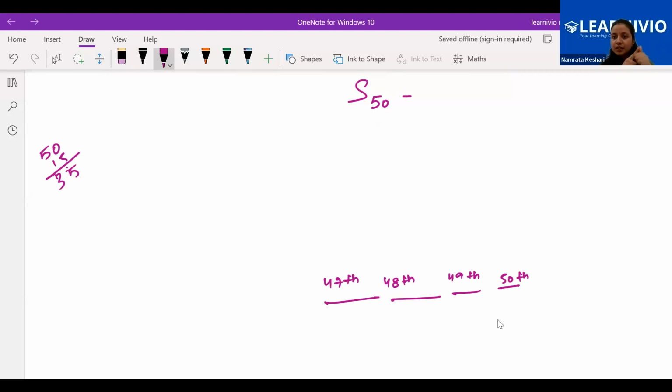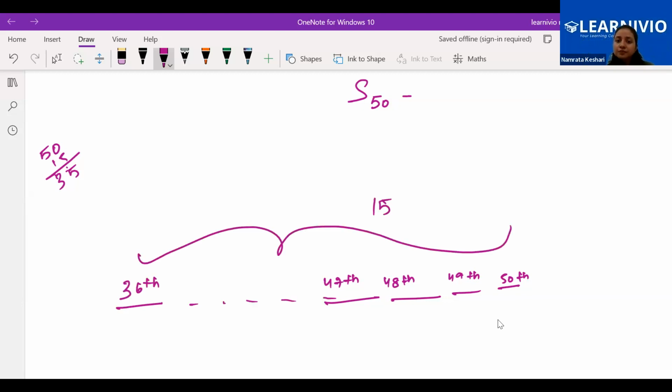36, 37, 38, 39, 40, 41, 42, 43, 44, 45, and 5 more. So yeah, it's after 35. That means from the 36th term. These are the 15 terms from the last. Yes or no? Tell me.